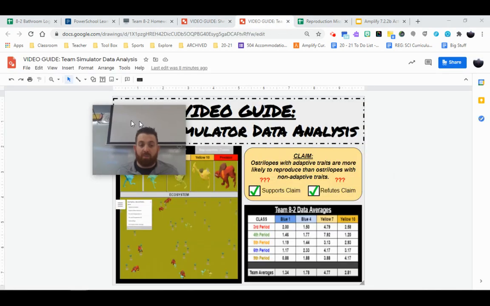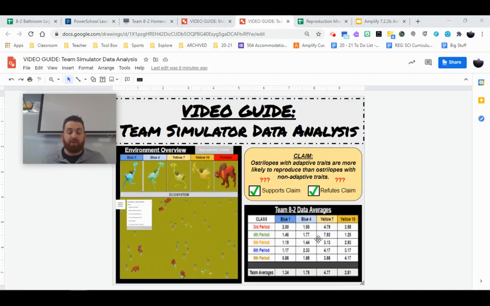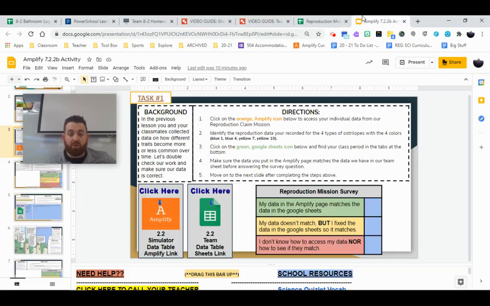So the question then becomes, which one of these do we pick? Does our data support the claim that australopes with adaptive traits are more likely to reproduce than those with non-adaptive traits, or does this refute? Well, we have low blues, high 7s, and we have medium yellow 10s. We have some errors here, obviously in period 9. The question is, does that data support that our adaptive australope reproduces more, or does it refute it? Your call.